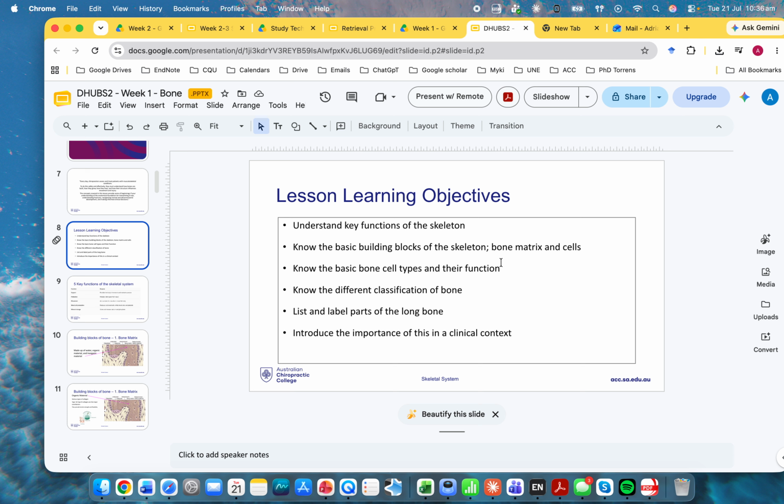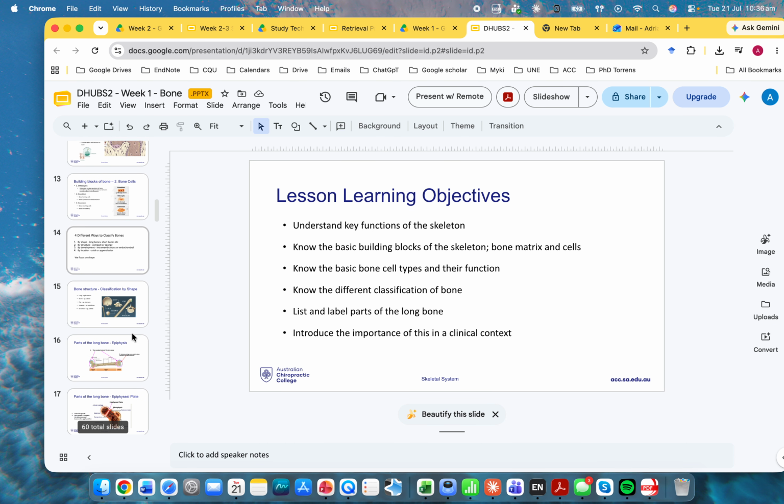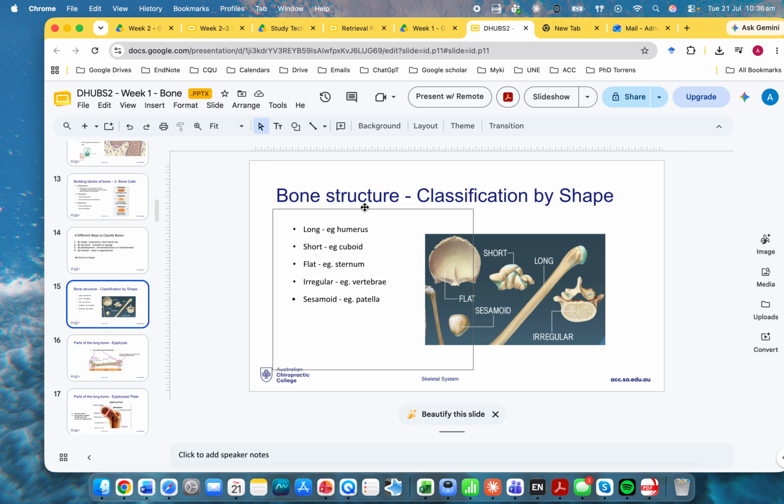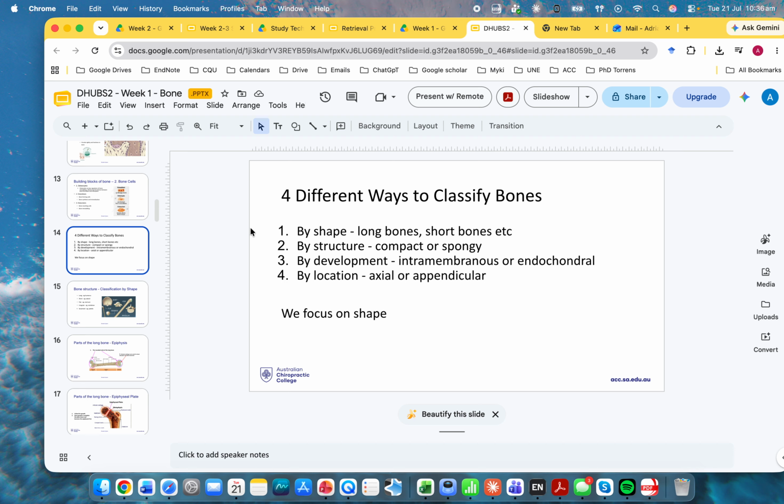So then the next learning objective is know the different classifications of bones. So we go down and that should be addressed, right? Classification of bone occurs via 4 different methods, right? So that might be my first question that I ask myself on my Anki flashcard. Then I might ask myself to elaborate on that. What are they? Well, their shape, their structure, development, and location. And then I might go into further detail. What do we mean by shape? Well, what's an example? A long bone and a short bone. By structure, what do we mean? Compact or spongy bone, and so on.